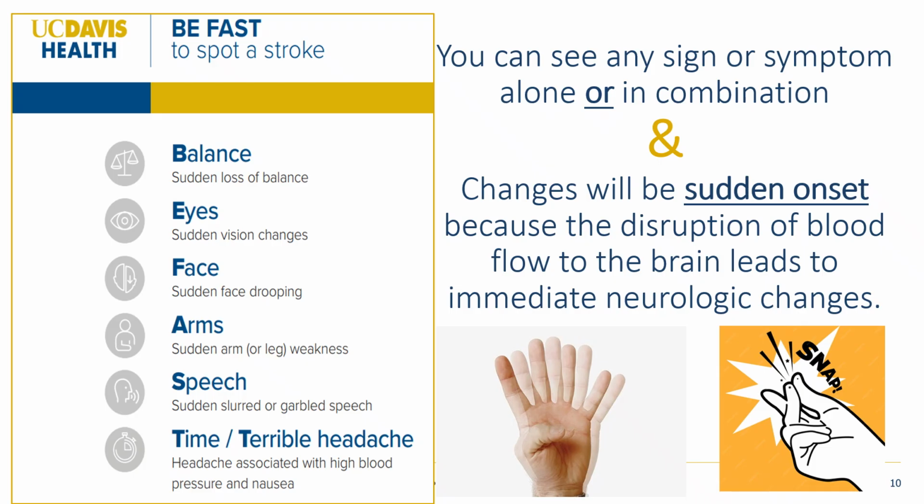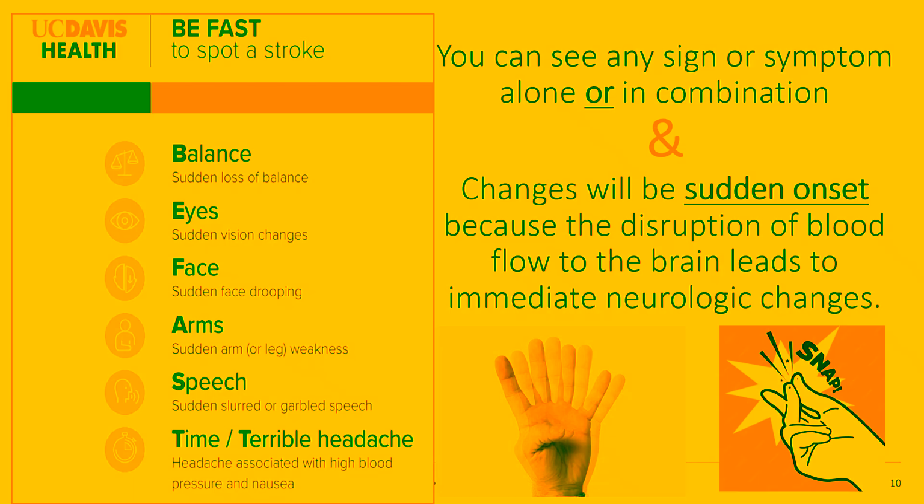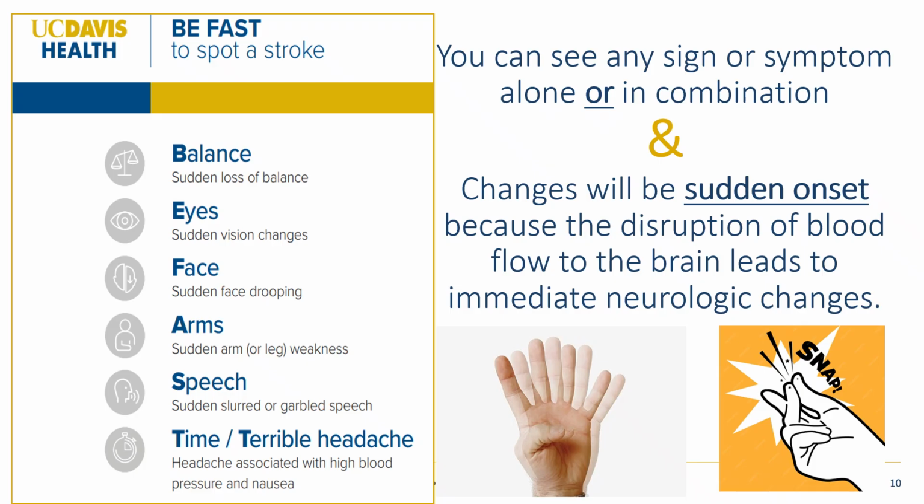The second T stands for terrible headache. This is a sudden onset terrible headache that comes on totally out of the blue. It's not going to be a gradual headache that comes on slowly and gets worse over time. We typically also see other signs and symptoms with this, including nausea, vomiting, and hypertension.